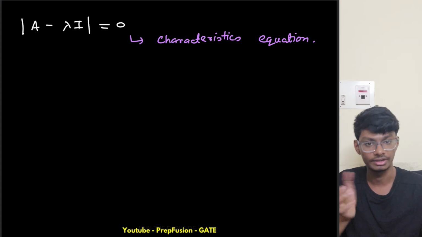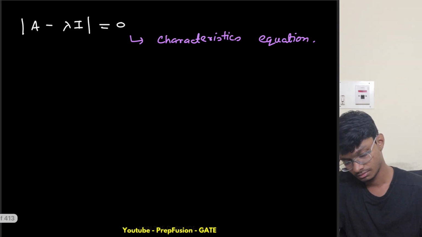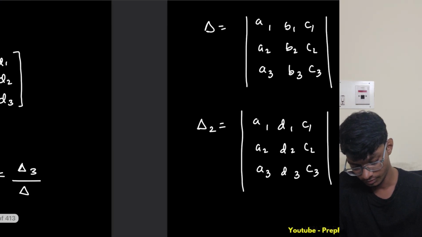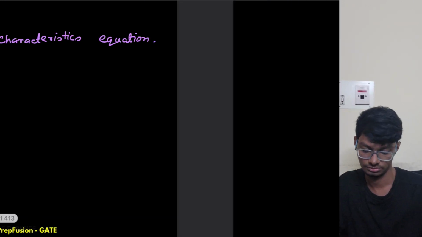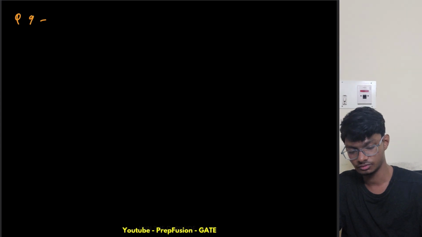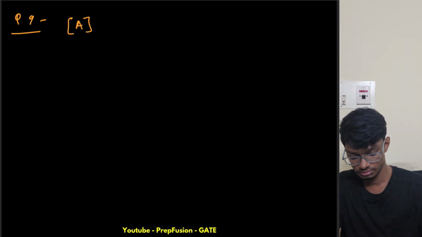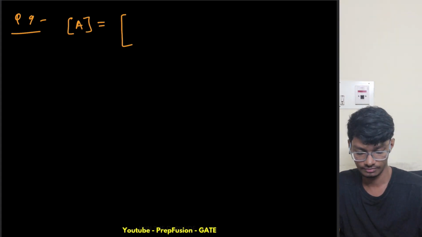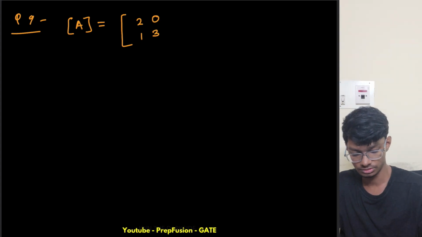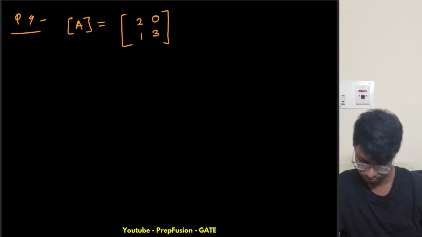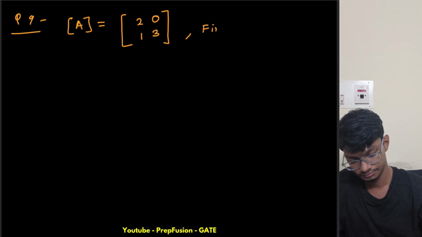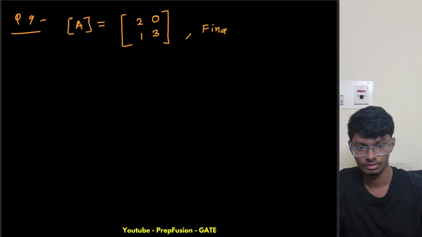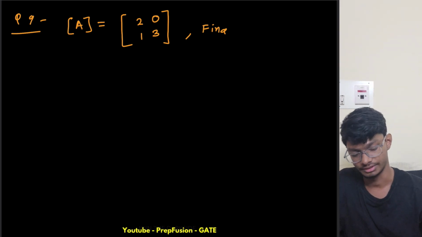Now let us take an example, the same example. Let me check what question we did. This was the 8th question. Now let me take the 9th question. If I have a matrix A which is equal to [2 1; 0 3], find the eigenvalues of this matrix.